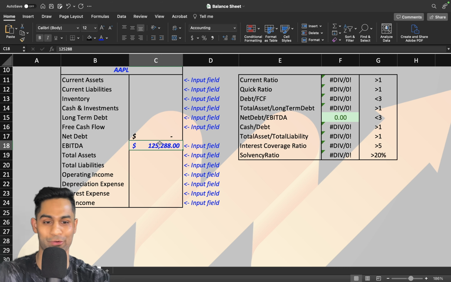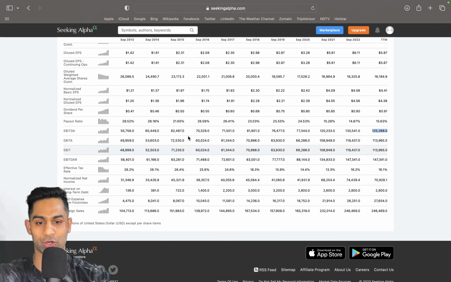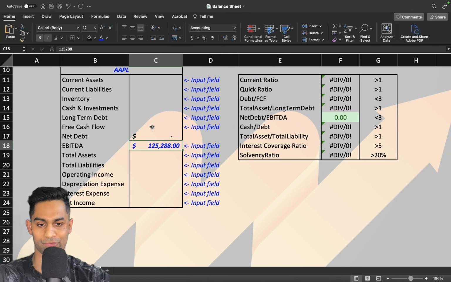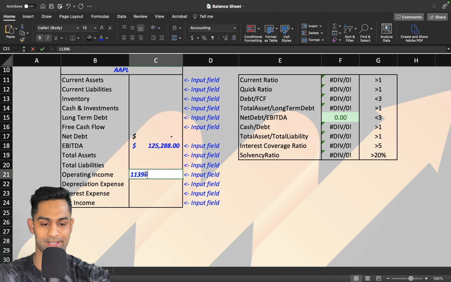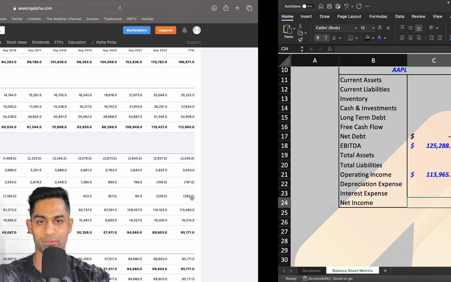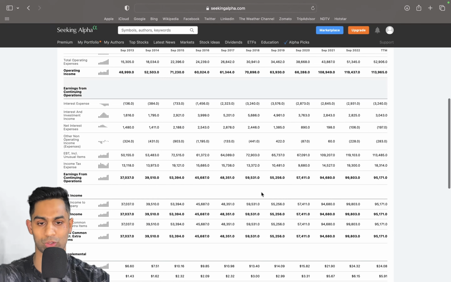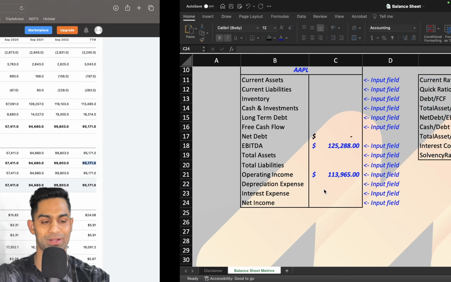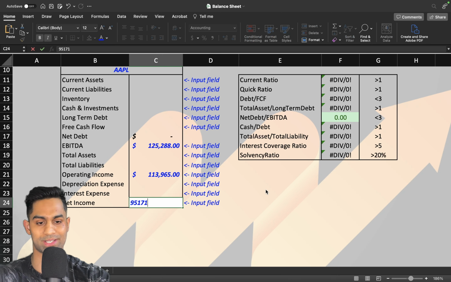We're going to fast forward and of course do all of these together. So let's just come over to operating income. That's going to be 113,965. We've got the net income, which is going to be your actual profitability. You're going to scroll a little bit down and you're going to find net income over here. That's the actual profit of the business. Trailing 12 months, 95,171.